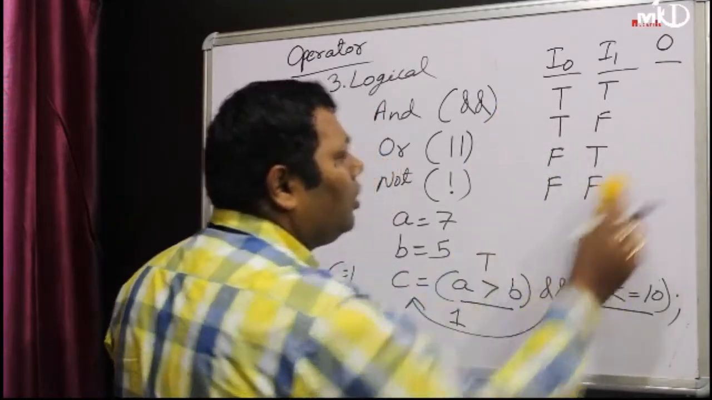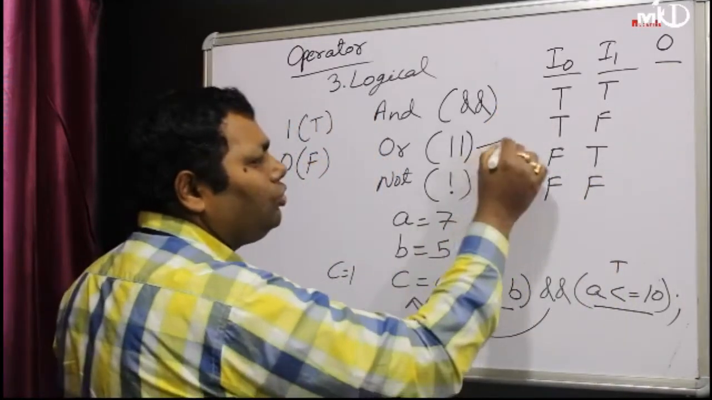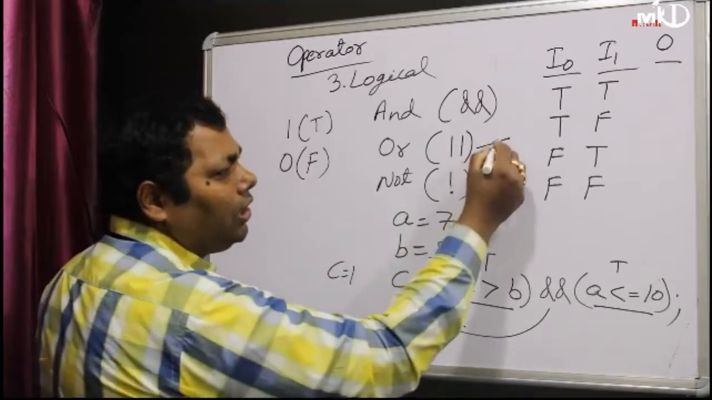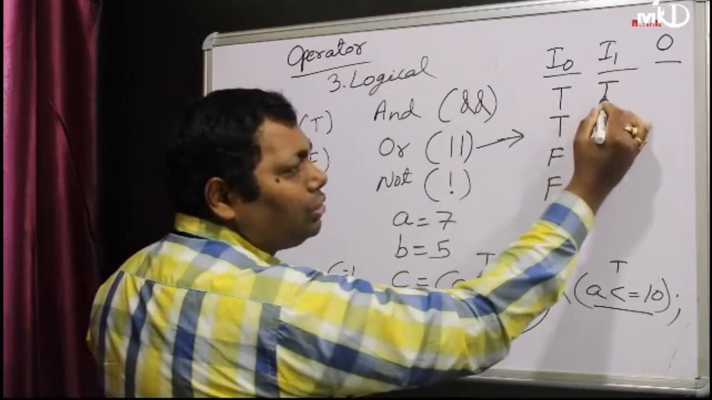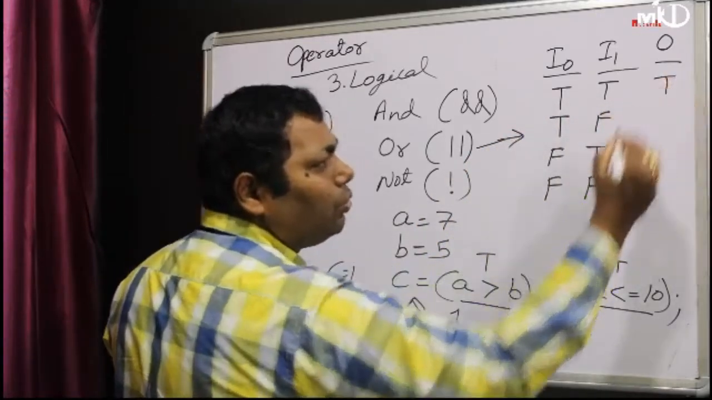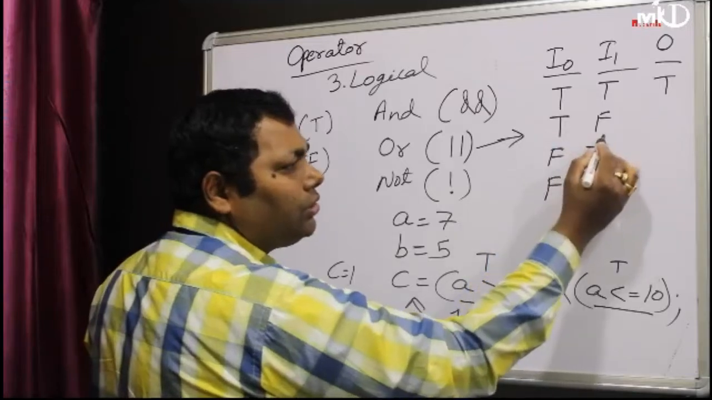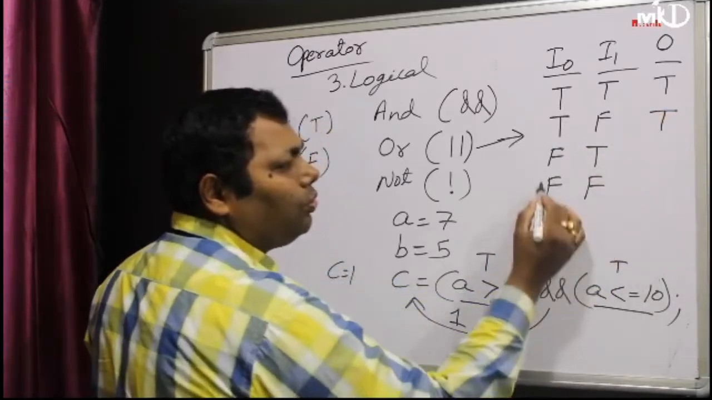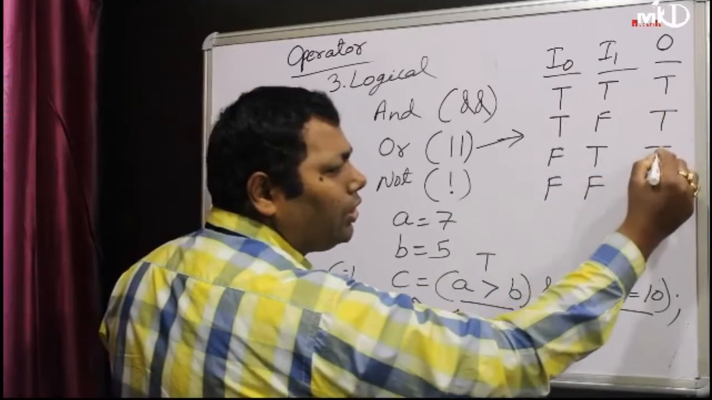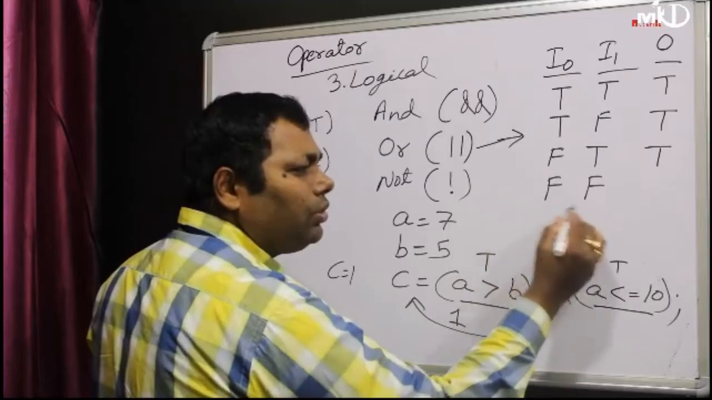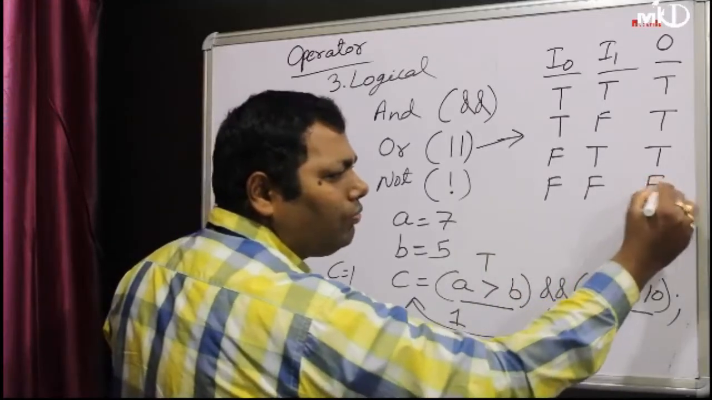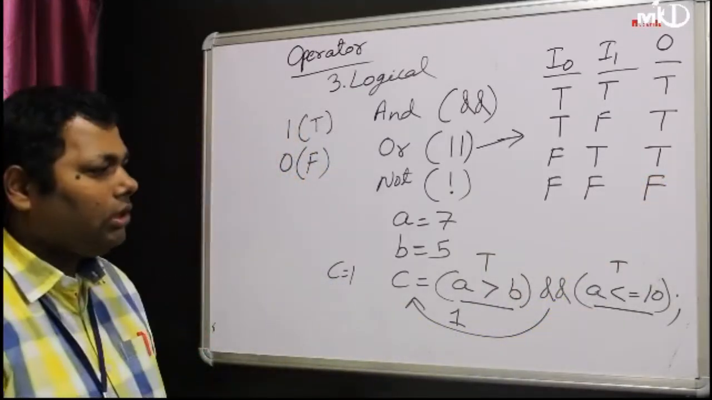Now for the OR logic gate. As you know, in the OR logic gate, if both inputs are true, then the output is true. If one is true and one is false, then the output is true. False, true, return true. If both inputs are false, then return false. Clear?